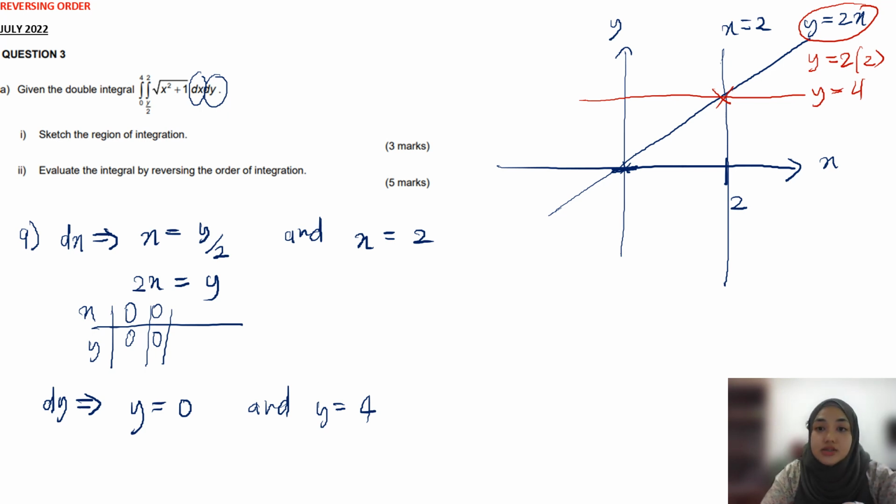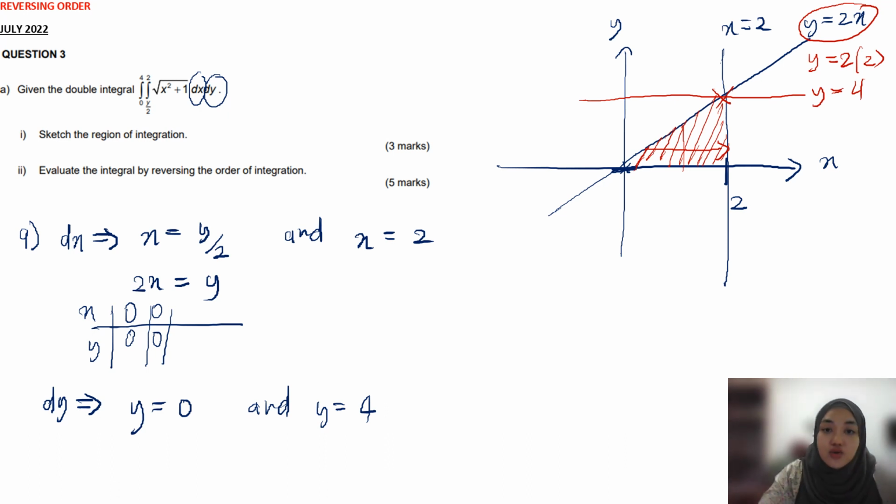So which part is the shaded region? Since this one is dx, we start from x, so we read like this: dx means from this line until this line, x equals 2. And for dy, 0 until 4 is this one. So the shaded region would be here. Okay, this is the shaded region, so this is the sketch of the integration region. So this is the answer.